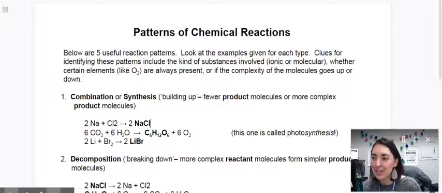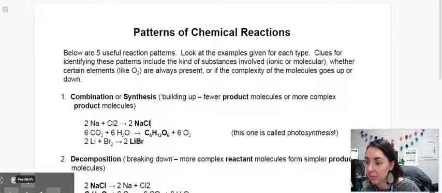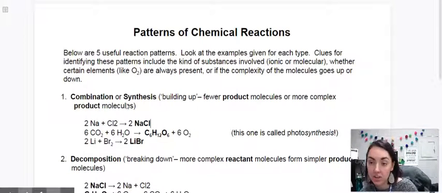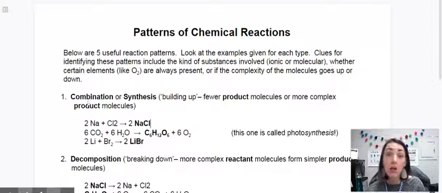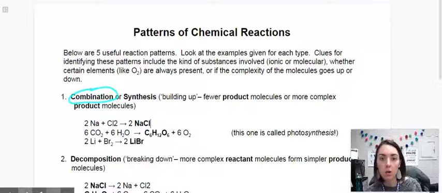So we are here looking at patterns of chemical reactions. First we're going to look at combination or synthesis. It's called both. You'll probably see it more often called combination, but they mean the same thing. And so it's kind of like what it sounds like. You are combining multiple elements or compounds to form one thing.